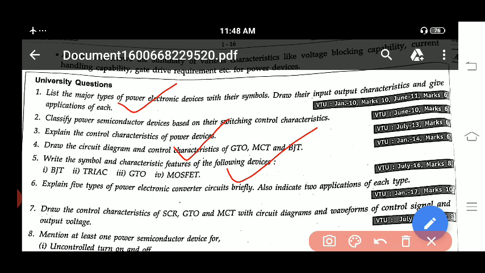So like this, you will get university questions and you can observe the marks. According to marks, you can explain all these things. Whenever they ask, for example for GTO, explain the characteristic, you have to draw that circuit diagram. You have to draw the corresponding graph and you should explain all these natures.